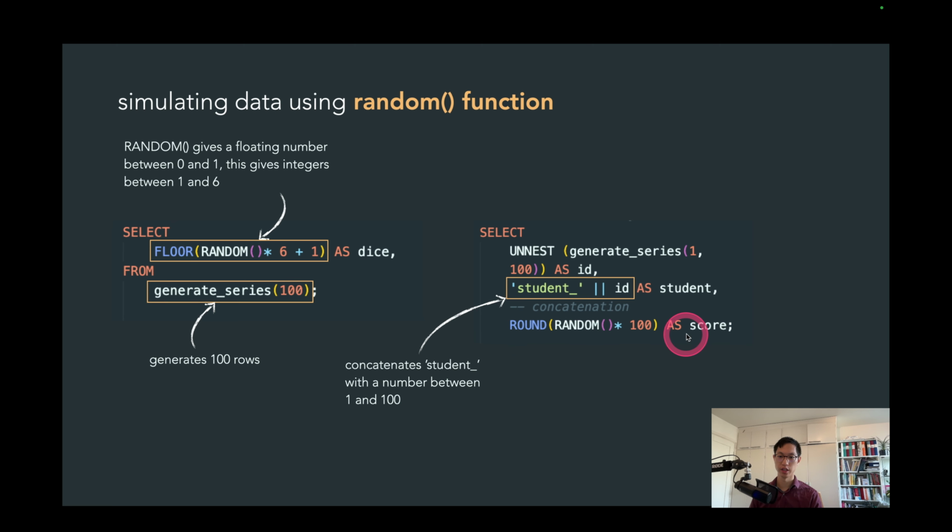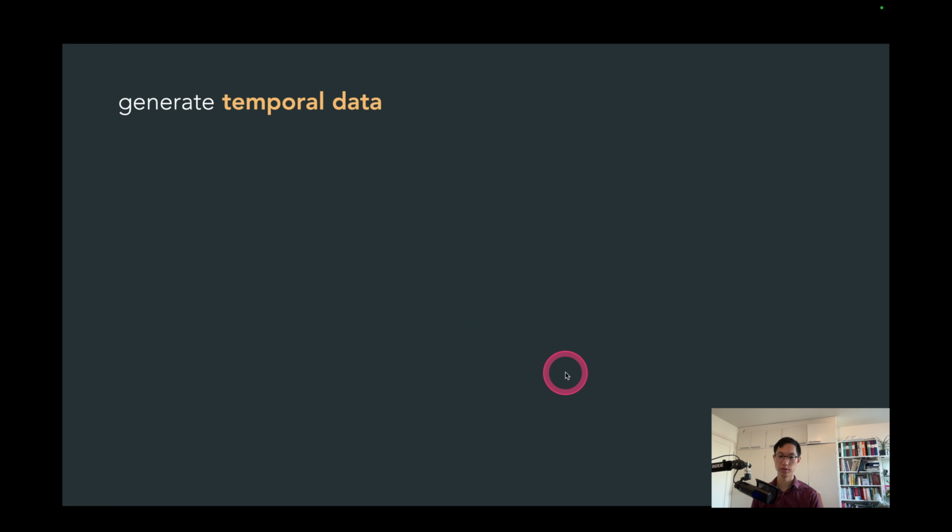And we create a random score. So we get the fake test results, basically. So generate a random score between 0 and 100. Because random gives 0 to 1, right? And we do times 100, so we get 0 to 100.